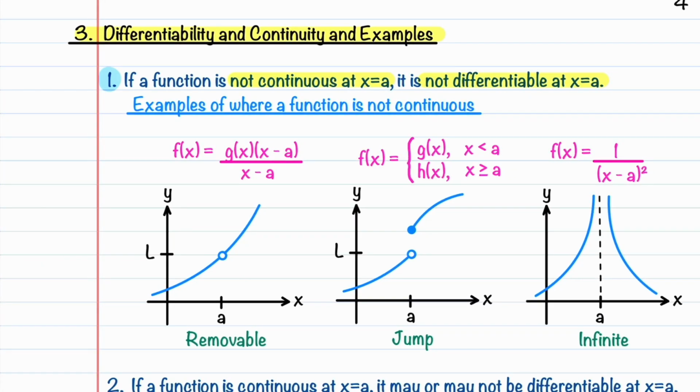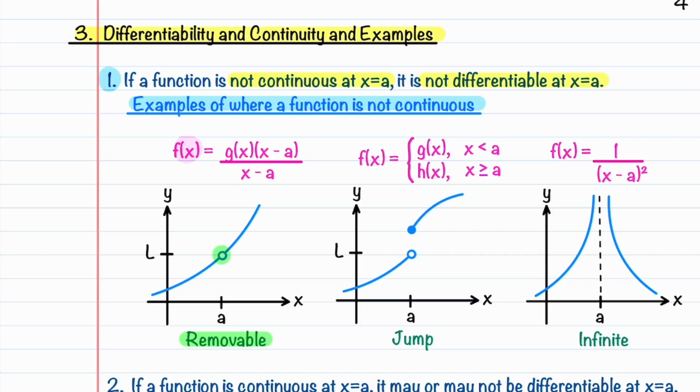I've put down here some examples of where a function is not continuous and hence not differentiable. Our first function is where we have a removable discontinuity at x is equal to a, and a function that has this type of removable discontinuity can look like this. f of x is g of x times x minus a over x minus a, where the x minus a's cancel out, and of course g of x is defined at x is equal to a.